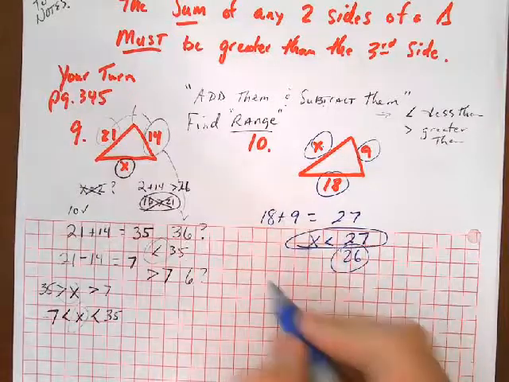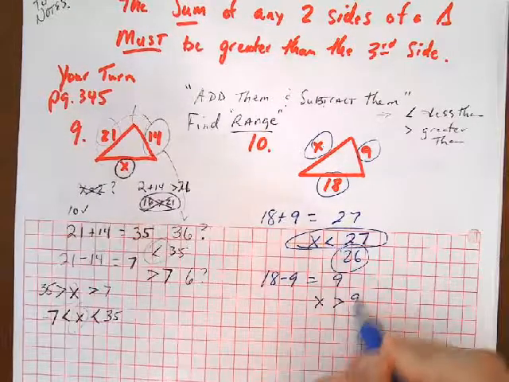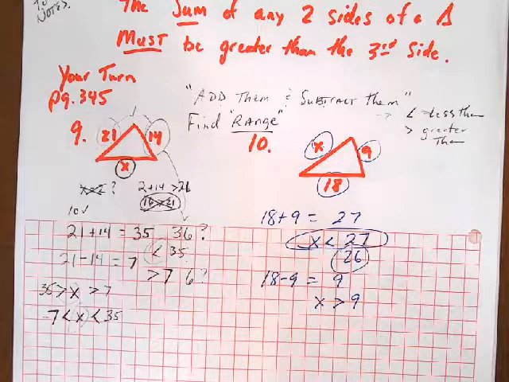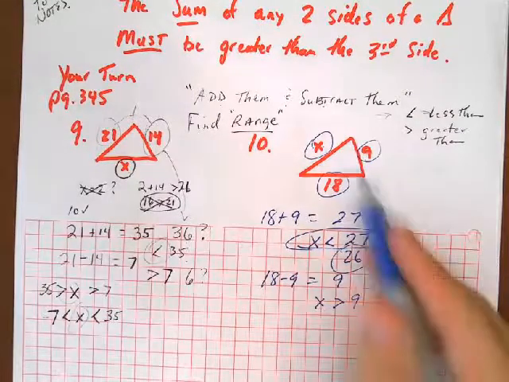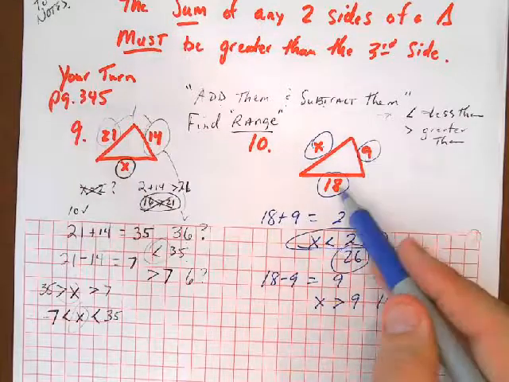Okay, now let's subtract them. 18 minus 9, and we get 9, so x has to be greater than 9. All right, let's test it. What about 10? 10 plus 9 is 19, that's greater than 18. Yep, that works. What about 8? 8 plus 9 is 17. That's not greater than 18.